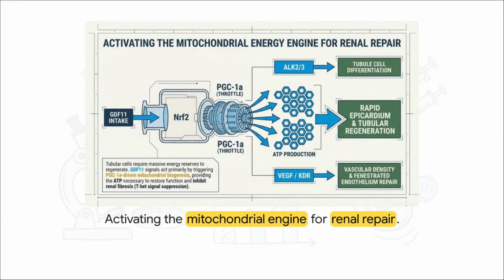And when we look at renal or kidney repair, it all comes down to energy. Kidney tubule cells need massive energy reserves just to regenerate. So the fascinating part is how GDF11 acts like the intake valve for a biological engine. It throttles up the master regulator for mitochondrial biogenesis. By sparking a massive surge in ATP production, those kidney cells finally get the raw energy they desperately need to restore function and inhibit fibrosis.